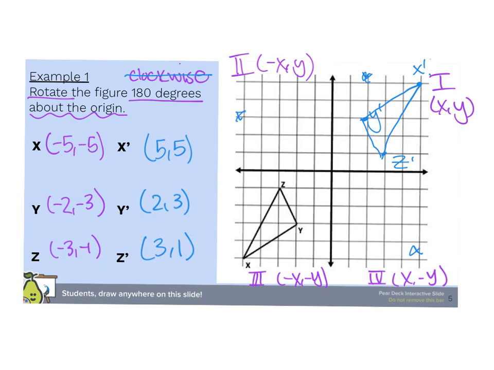Everything is now positive. And we saw it doesn't matter if you go clockwise or counterclockwise, it's going to end up in the same spot.